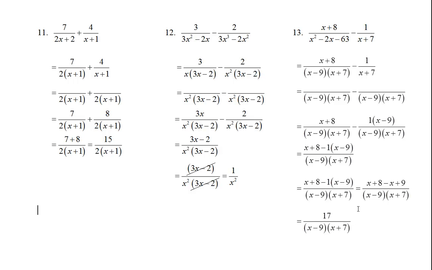So that's adding and subtracting rational expressions. Thank you.